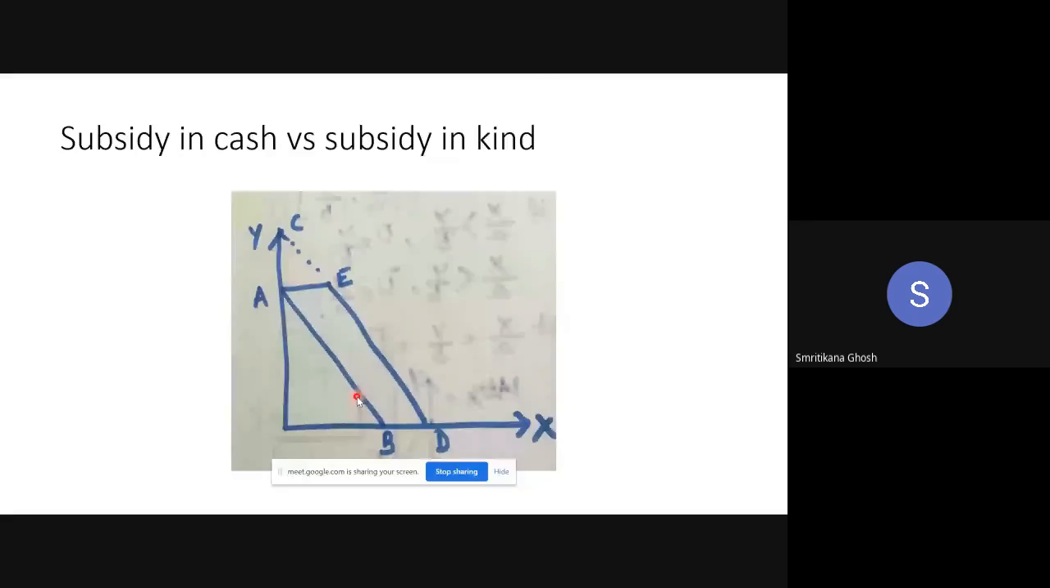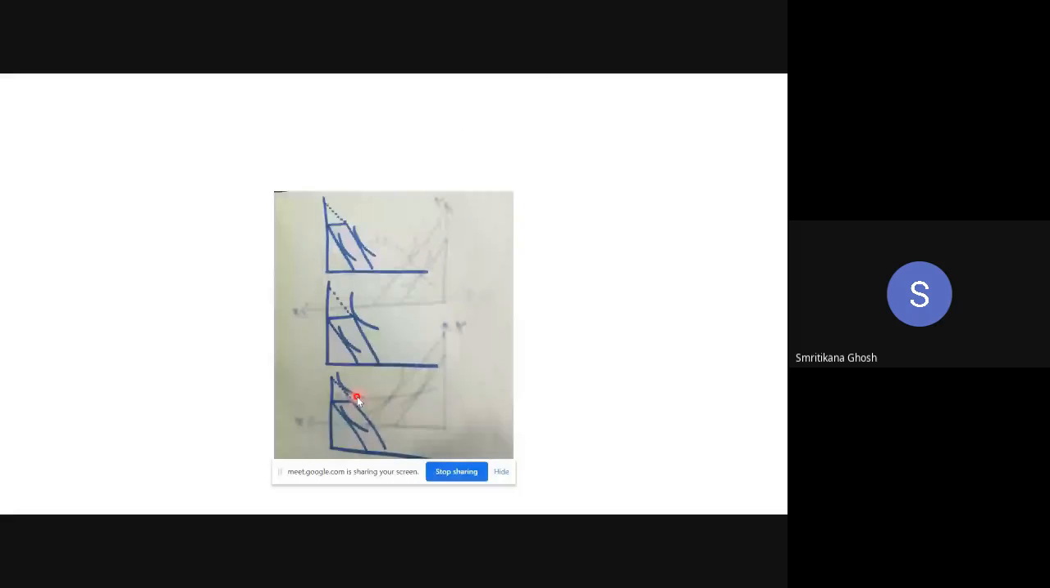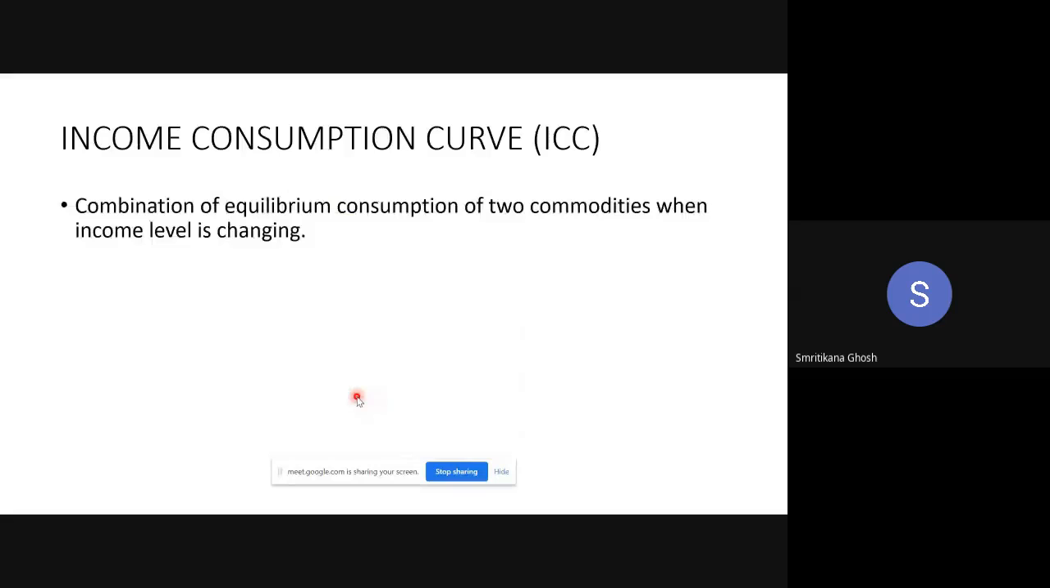Okay, so let me proceed. This is the new thing. Another new concept. Actually, in case of consumer behavior, we are going to discuss a lot of new concepts. So this is called the income consumption curve. We are calling it ICC. Okay, income consumption curve. What is it? The combination of equilibrium consumption of two commodities when your income level is changing.